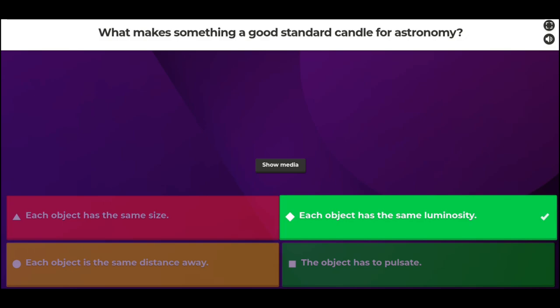So if you know what size the object is supposed to have, and you measure its apparent angular size, then you could do some geometry to figure out a distance. But for candles, you just need the object to have a luminosity that you know.